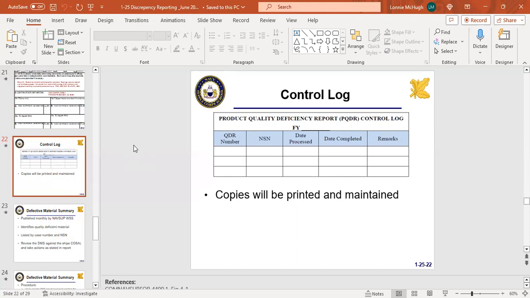What questions do we have about QDR? This is Jesse. So what if we receive a package that is deficient and damaged, but it was caused by the package, like how they boxed it? Should we file an SDR also with the QDR, or just file the QDR? So in the scenario, the material is quality deficient, but also the packaging showed up damaged when it got there? Yes, sir. Yeah, I would submit both. Okay.